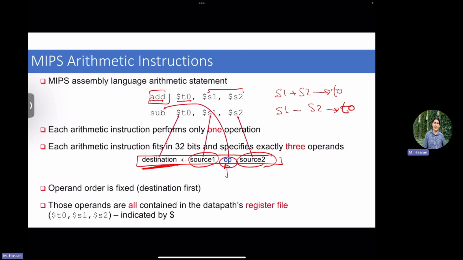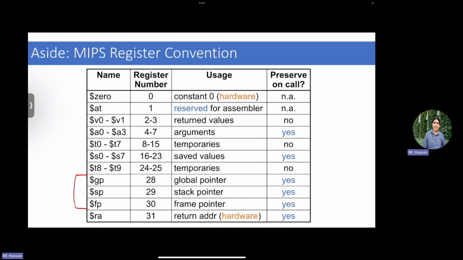If I'm referring to a global pointer, then it's GP, stack pointer SP, frame pointer is FP. And in reality, all these registers more or less use the same convention even across ISAs, right? If you look into an x86 assembly code, you will find that the stack pointer is called SP as well. Okay? But again, the convention really is not something that you should focus a lot on.